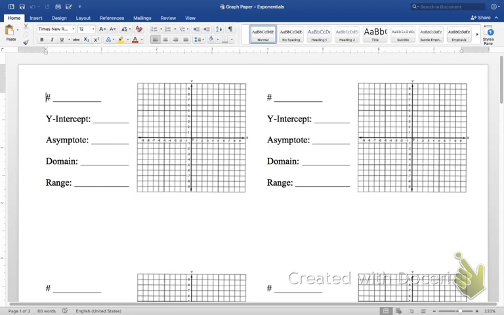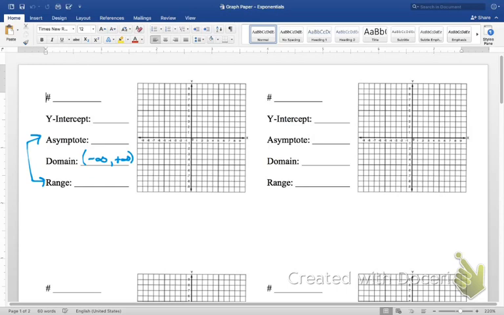The domain is always going to be negative infinity to positive infinity. These two go together. So basically, if it's going up, it's going to go from whatever your asymptote is to positive infinity. If it's flipped and it's going down, then it's going to go from negative infinity to your asymptote. So those two are always going to be linked to one another.